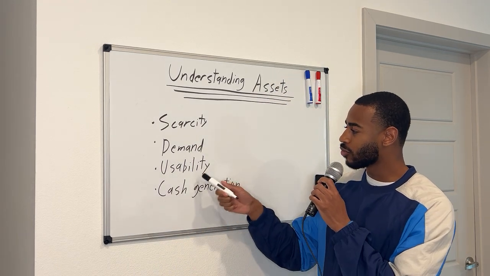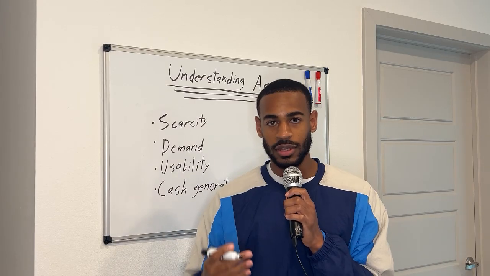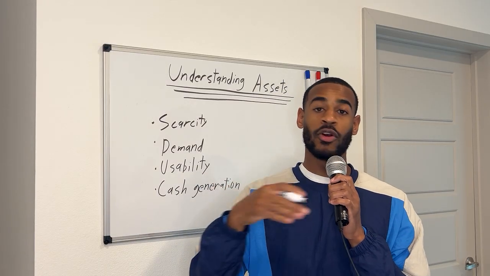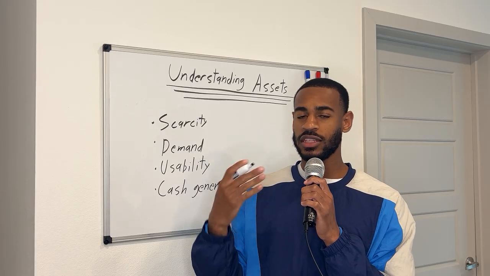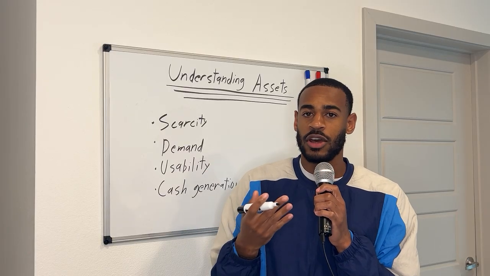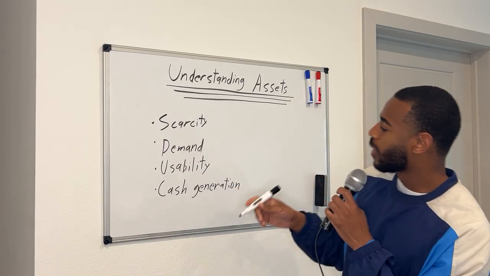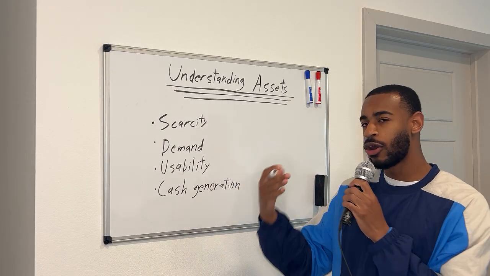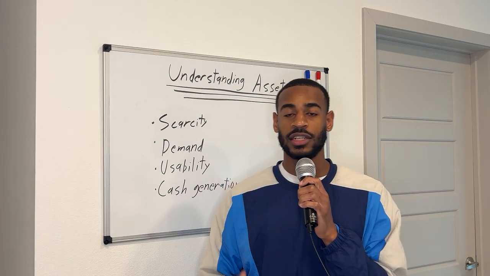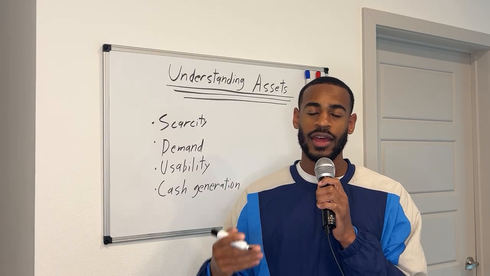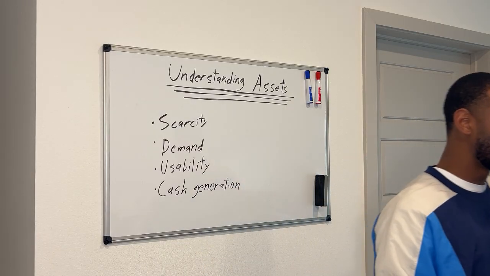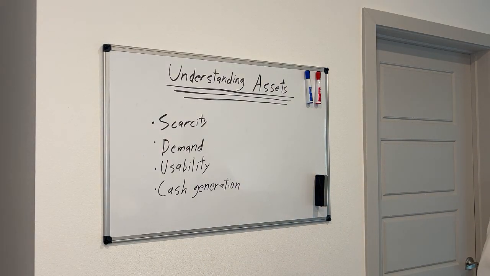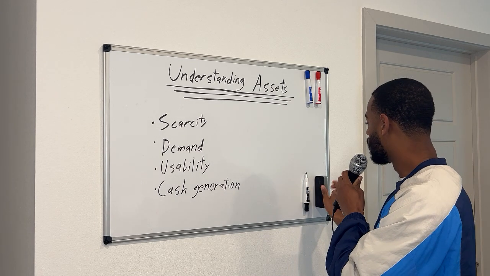Then we have number 3, usability. If you can use something for a wide range of use cases, then that also increases its value. Usability is very important for an asset because it has to have some kind of use case, right? And then last but not least, we have cash generation. If you own something that generates additional cash and generates additional income for you, that asset will have value. So we're going to be going into a couple examples of these 4 main drivers of assets. And to start off, let's use an apartment building.